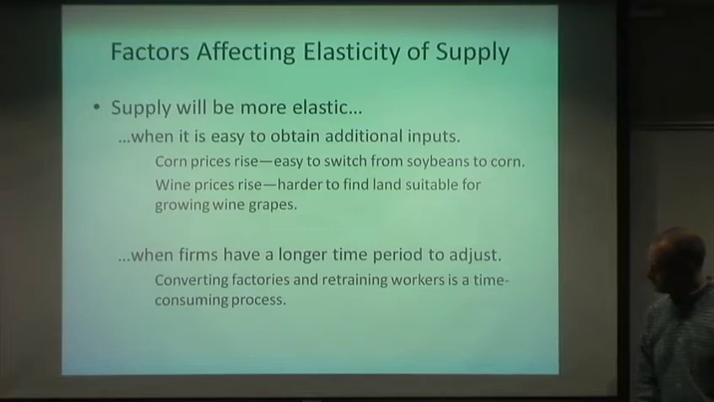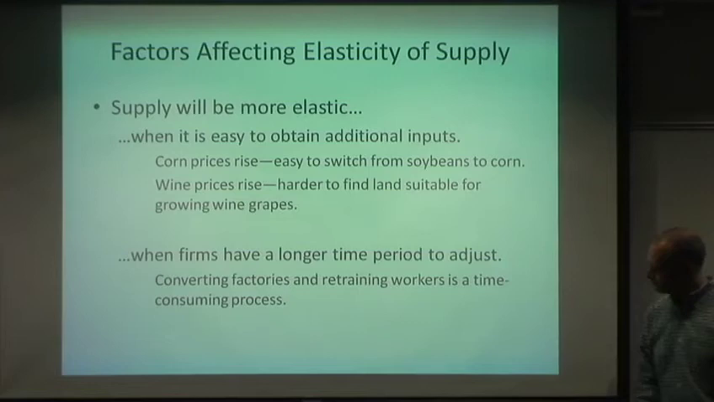Okay, a few simple definitions, and these definitions are the same for both the elasticity of demand or the elasticity of supply. When elasticity is exactly equal to 1, this means a 10% increase in price leads to a 10% increase in quantity along a supply curve, for instance. We say that we're in a situation of unit elasticity.